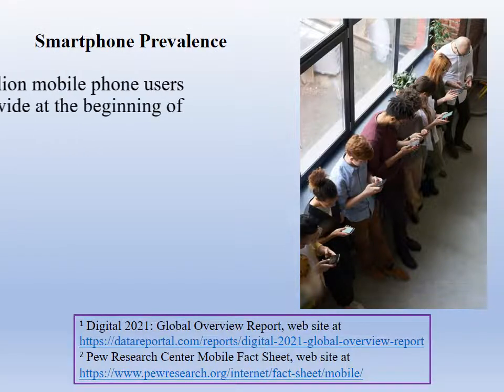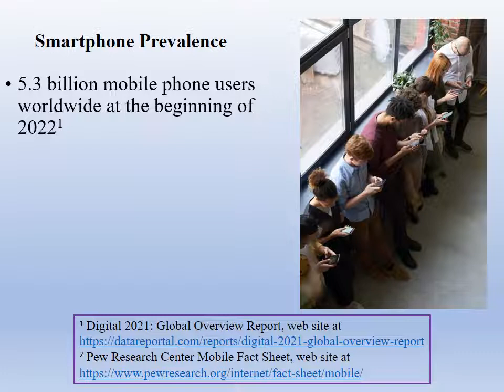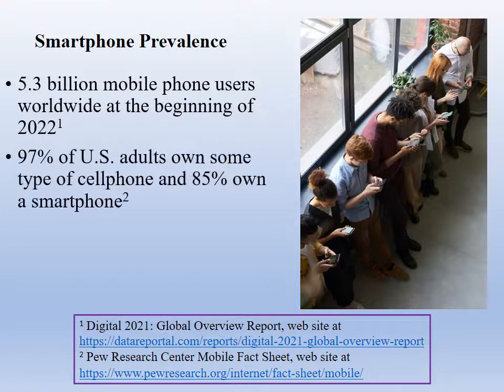There were 5.3 billion mobile phone users worldwide at the beginning of 2022, with increases of 3% a year anticipated in the near future. The Pew Research Center reports that 97% of U.S. adults own some type of cell phone and 85% own a smartphone, up from 31% in the 2011 survey. Clearly, these devices are completely ingrained into our lives.